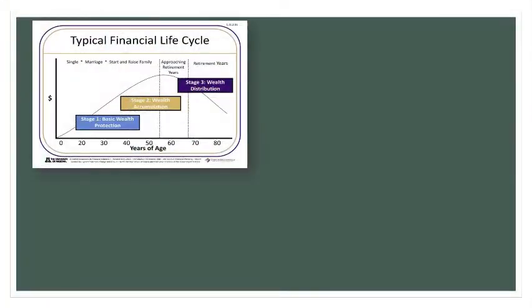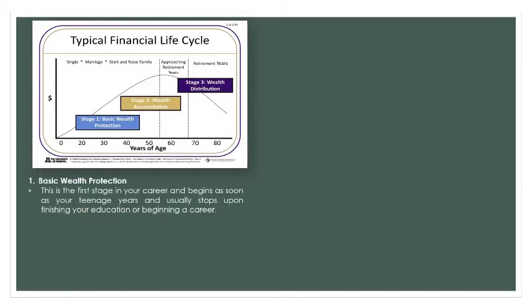Based on the graph, there are 3 stages of the typical financial life cycle, which are basic wealth protection, wealth accumulation and wealth distribution. The basic wealth protection stage begins as soon as your teenage years and usually stops upon finishing your education or beginning a career.